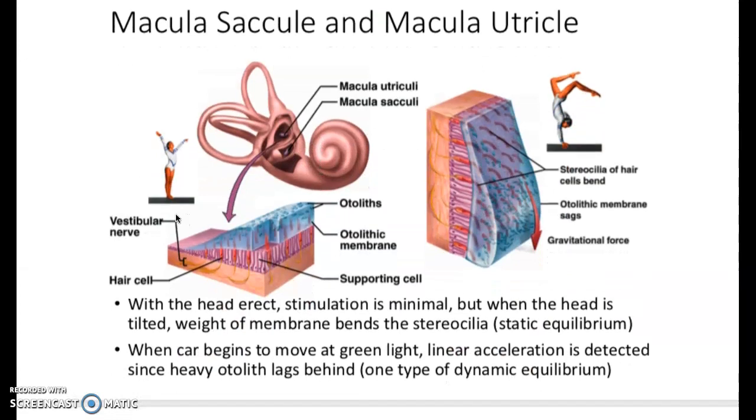So you can see here this gymnast is standing upright. You can see there's very little stimulation here in the macula. So all the hair cells are upright, versus when she turns upside down, you can see the fluid comes down with her and it bends all of these little hair cells, causing those potassium channels to open, rush in, and then causes action potentials in the brain.